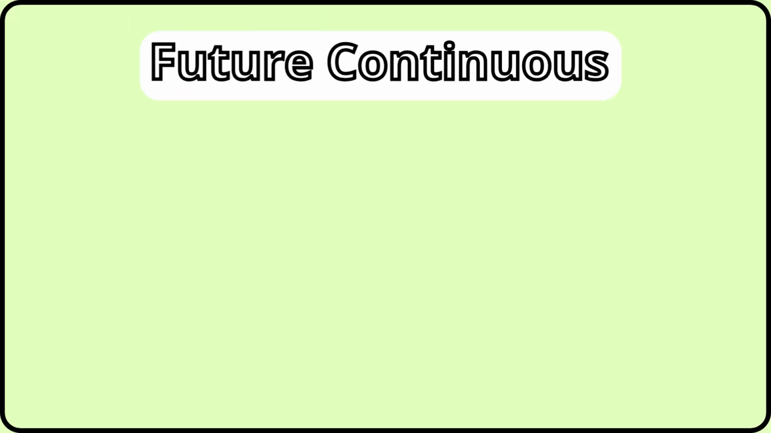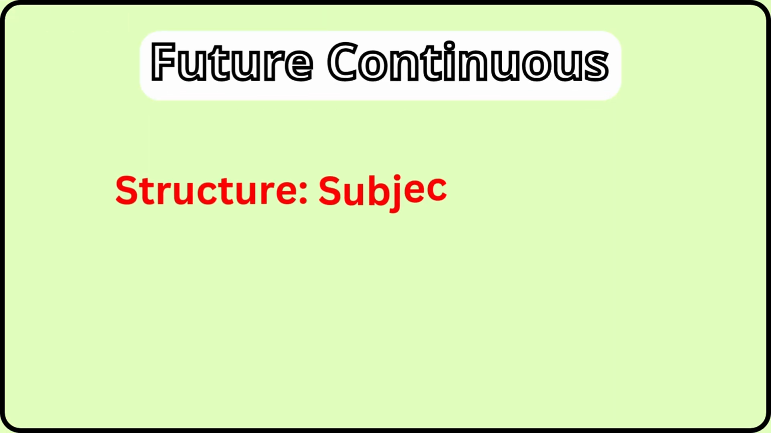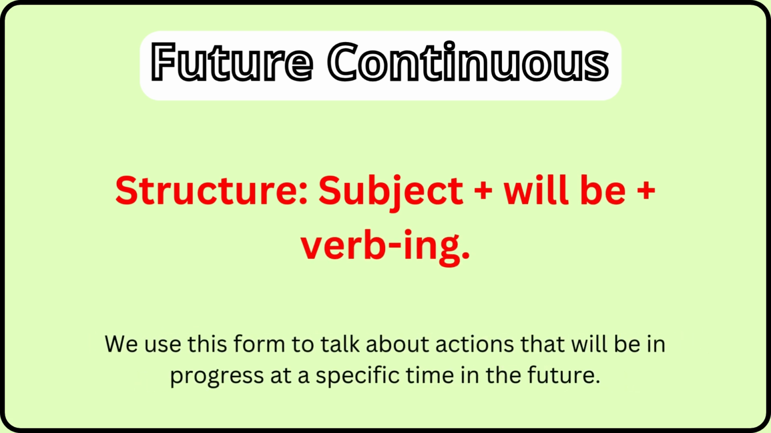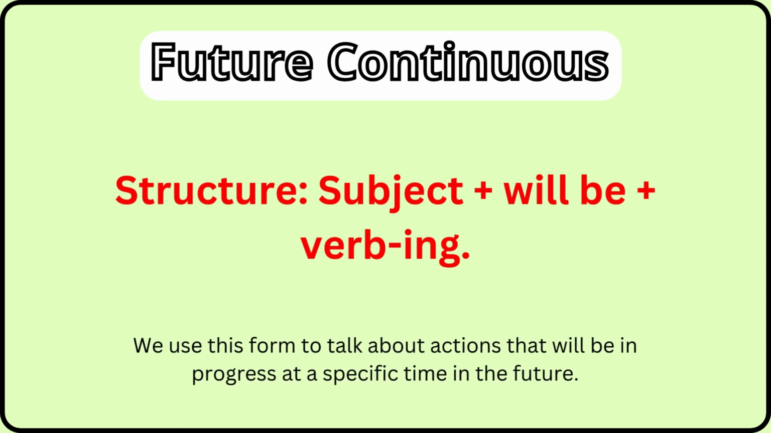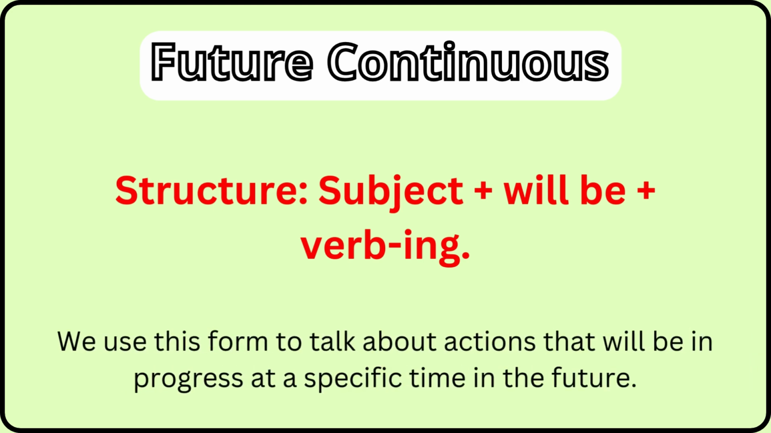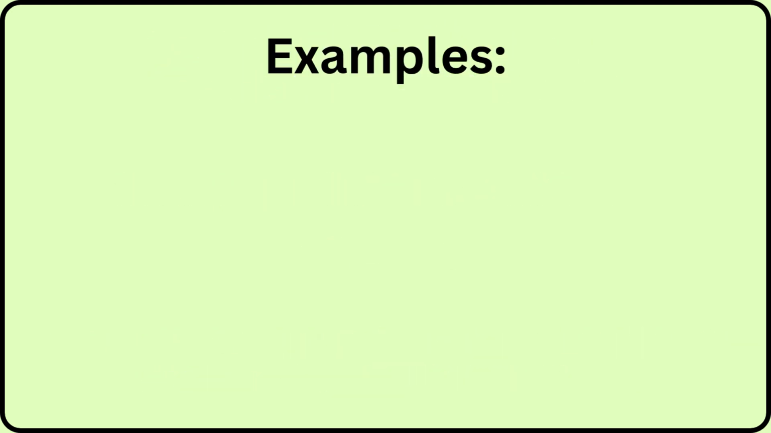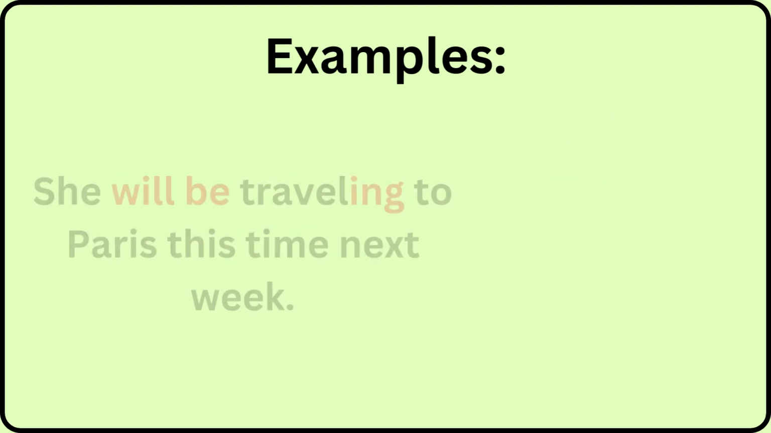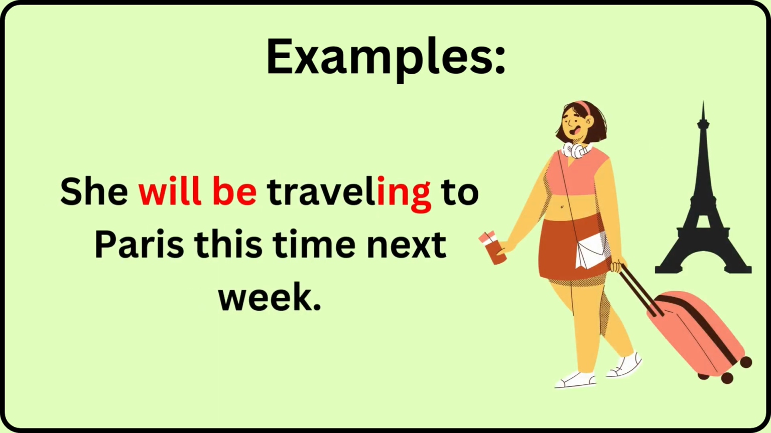Future continuous. Structure, subject plus will be plus verb ing. We use this form to talk about actions that will be in progress at a specific time in the future. Examples: I will be eating at 8 p.m. tonight. She will be traveling to Paris this time next week.